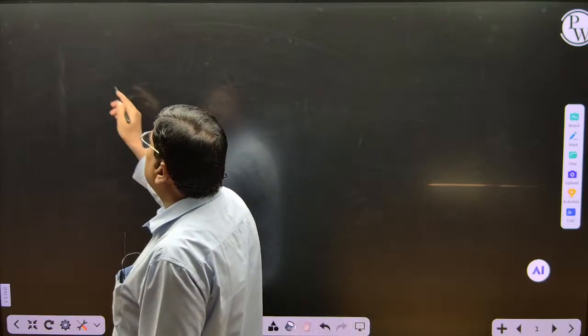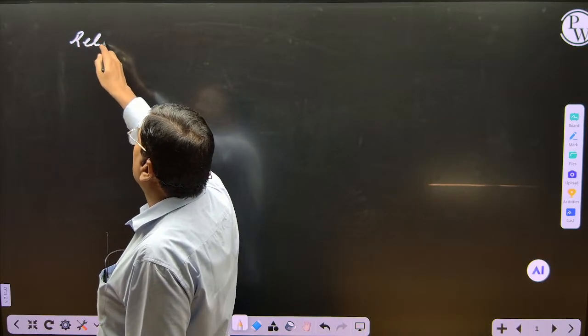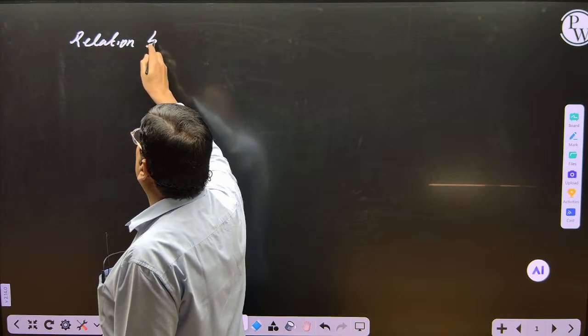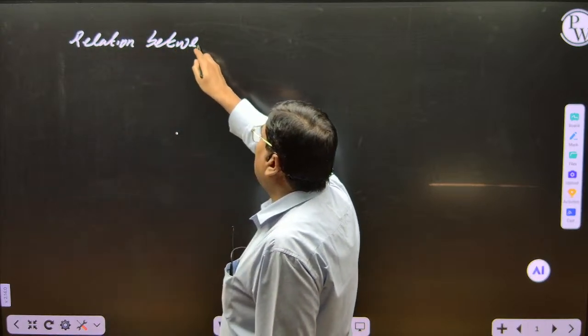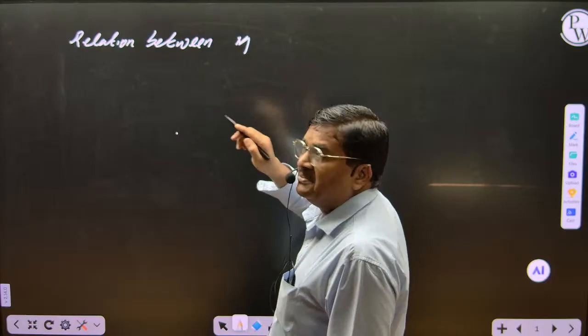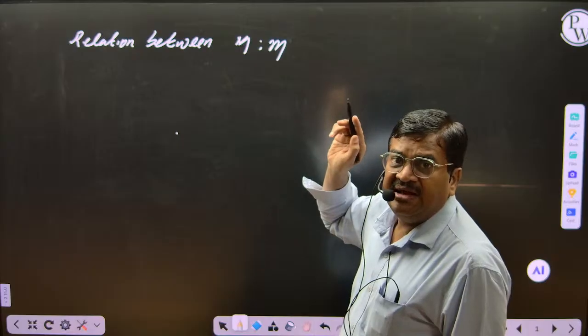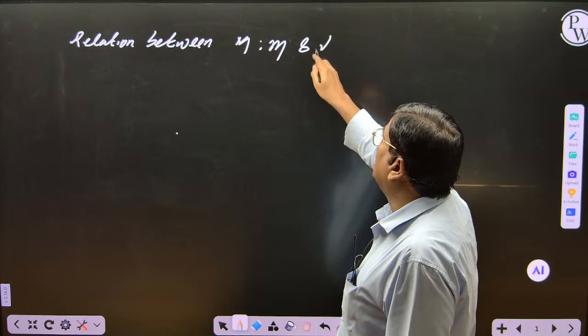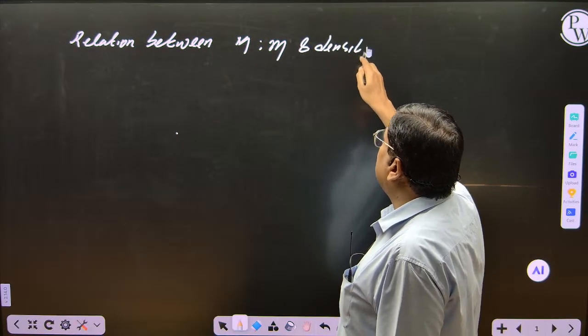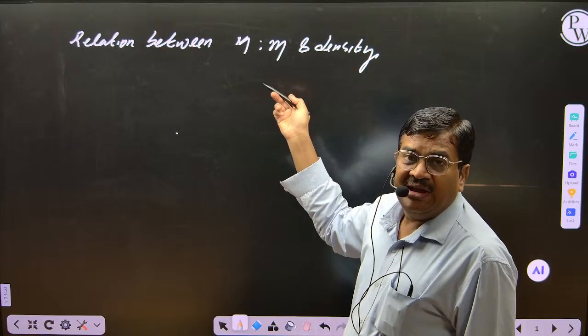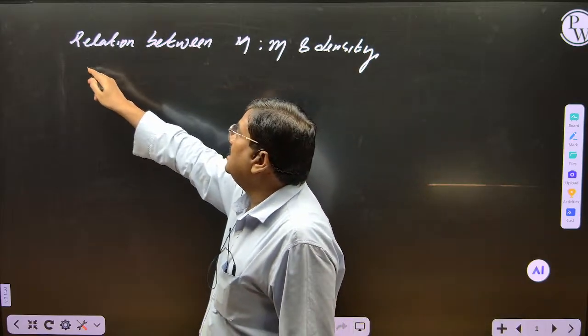Right, heading: relation between molarity, that is capital M, molality, small m, and density. So there is a relation between molarity and density. Important. Make a note.